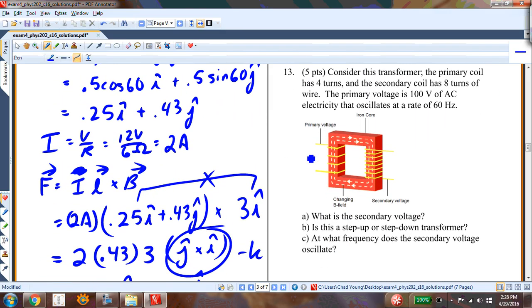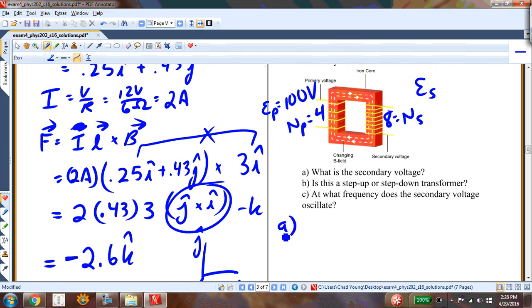Consider this transformer. The primary coil has 4 turns, secondary has 8 turns, the primary voltage is 100 volts, and I want to know, this is NP, NS, I want to know what is ES. What is the secondary voltage? Well, I know that ES over NS equals EP over NP.